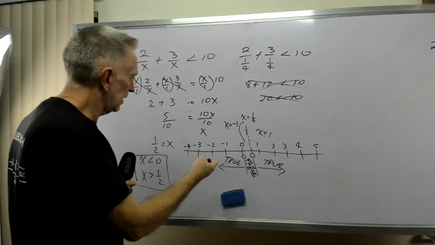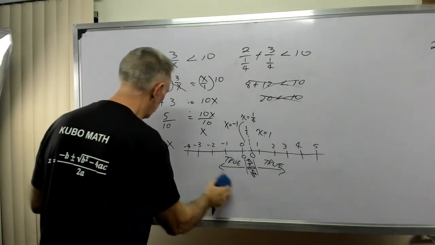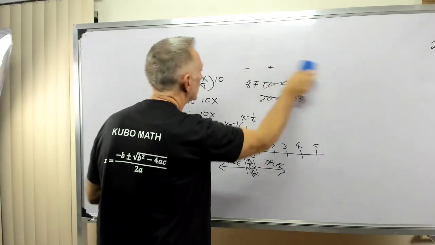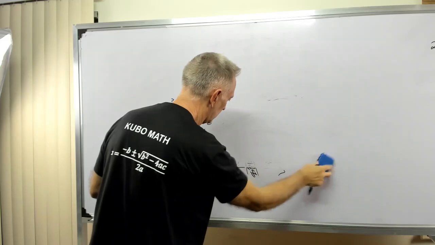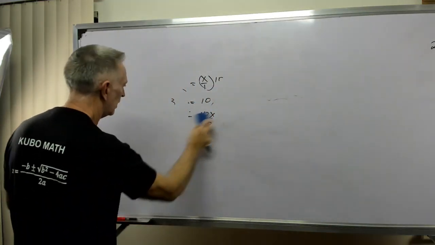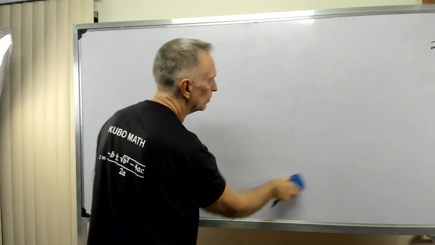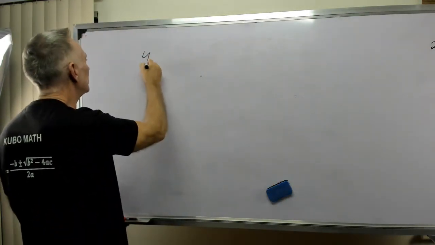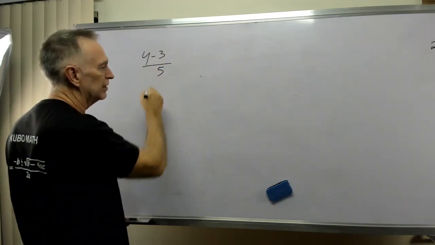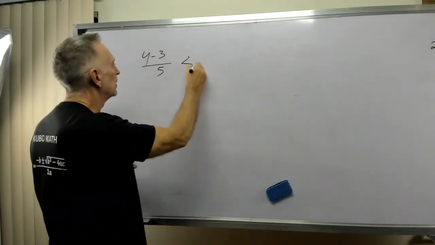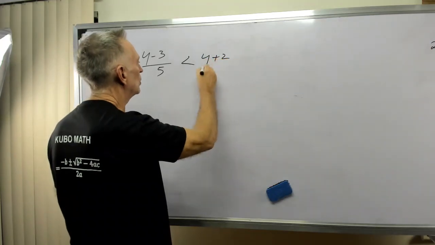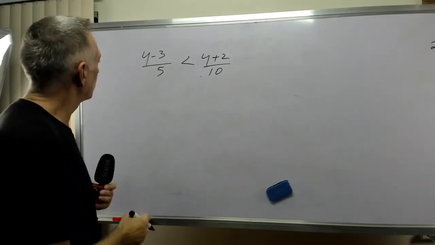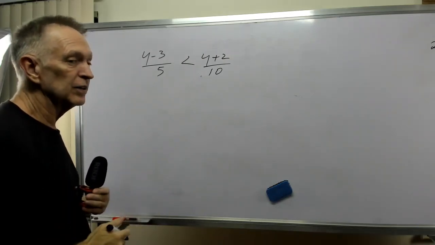Okay? Again, like I said, the process is pretty much the same on every one of them. Just sometimes the fractions are, oops, I erased my number line, didn't I? But that's okay, I don't need it for this one. All right, y minus 3 over 5 is less than y plus 2 over 10. What do you think we should multiply by? How about 10 over 1?